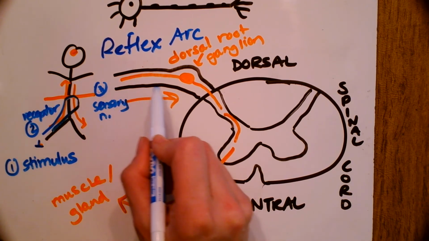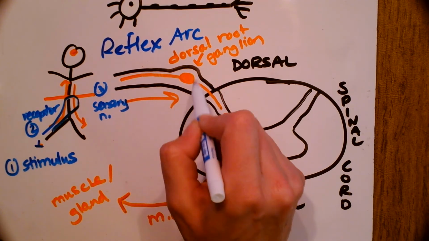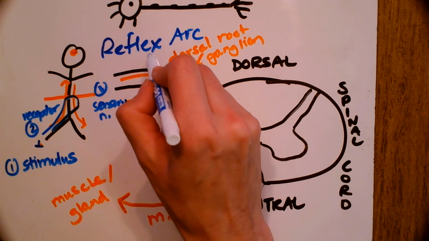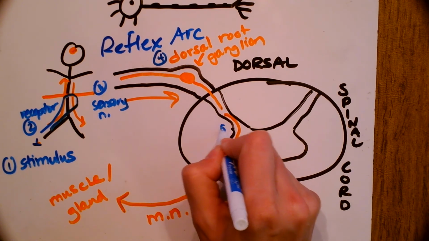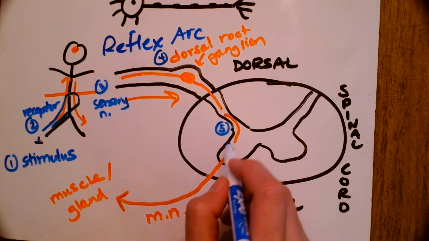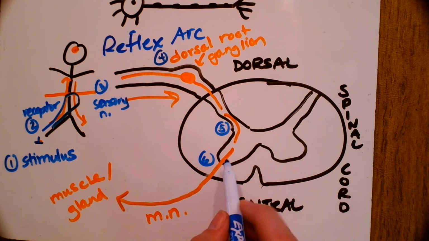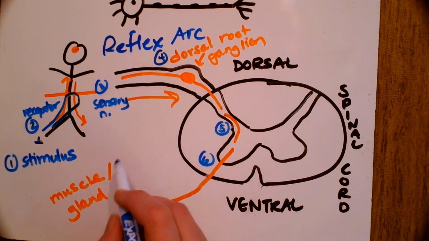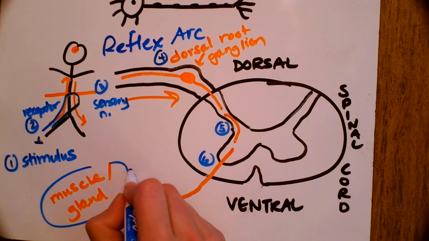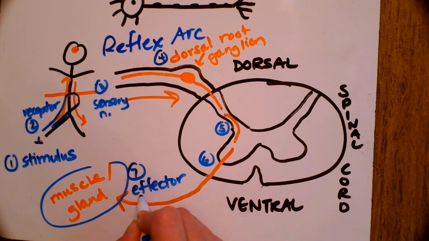and then it's going to come over here. It's going to go past this bulge outside the back of the spinal cord, the dorsal root ganglion. So it's going to do that next. And then it's going to travel to an interneuron. And then it's going to travel to a motor neuron. And it's going to leave out the ventral root through the motor neuron to the muscle or gland. The muscle or gland is called the effector, because that is what's going to make the response happen.